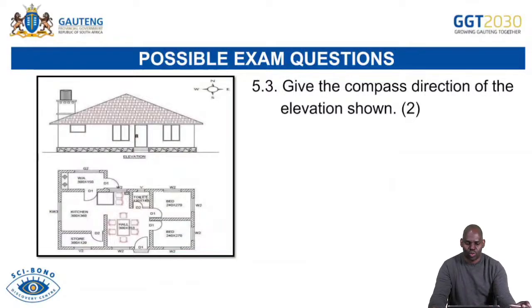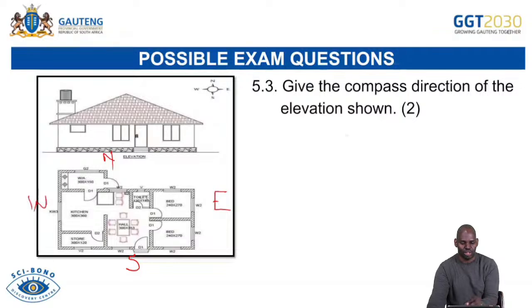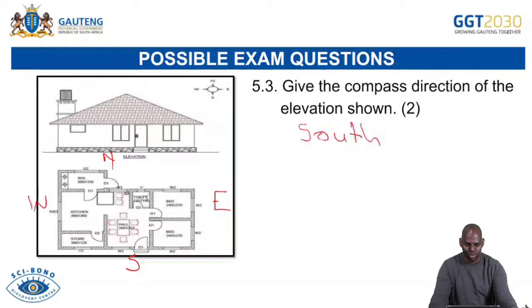Then the next question is, give the compass direction of the elevation shown. I think we have already done that. We just want to know, is this the north, is this the south, is this the west, or is this the east? In this case, we have already indicated that this is the south. Remember, according to the compass, this is the east, that is the north, and that is the west. So this must just be the south elevation, or just the word south will be enough. So that will be it.